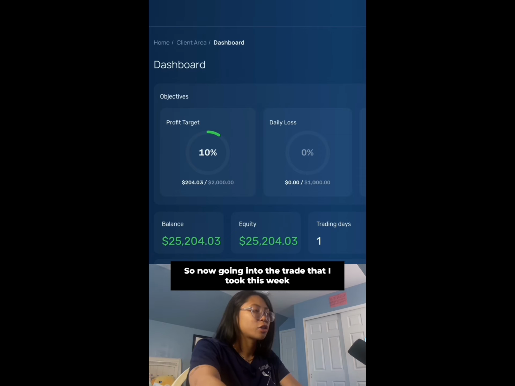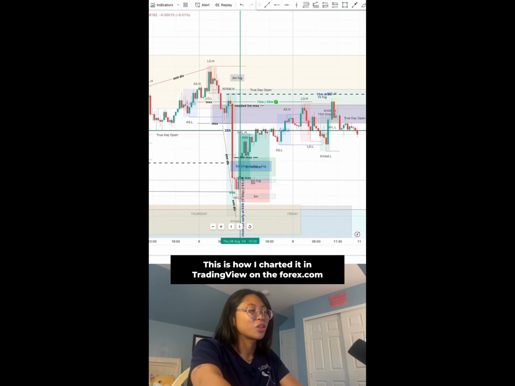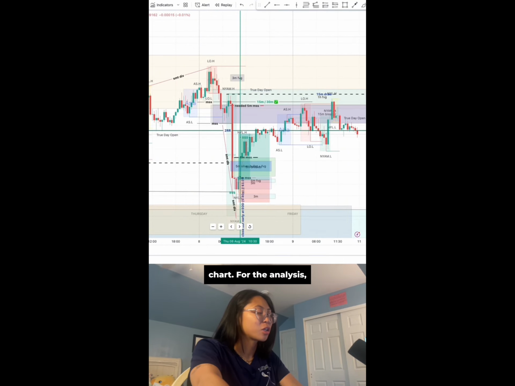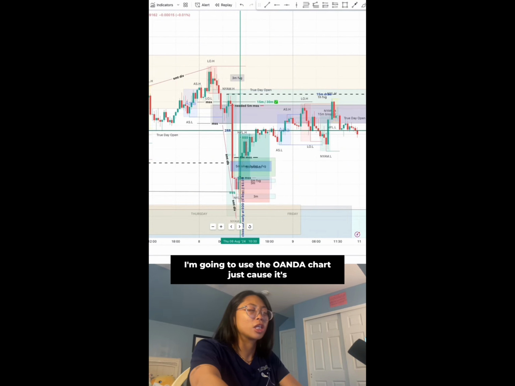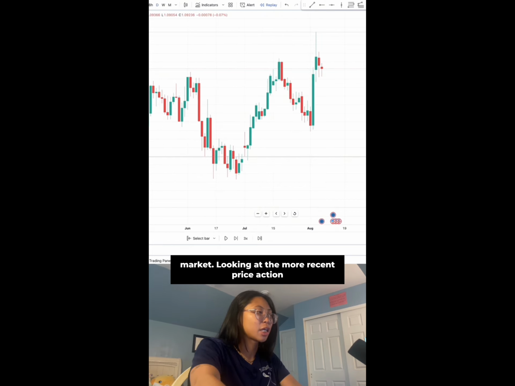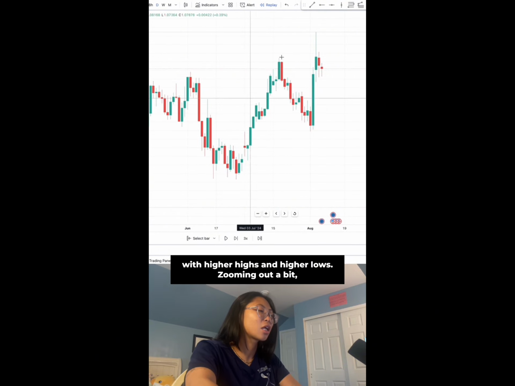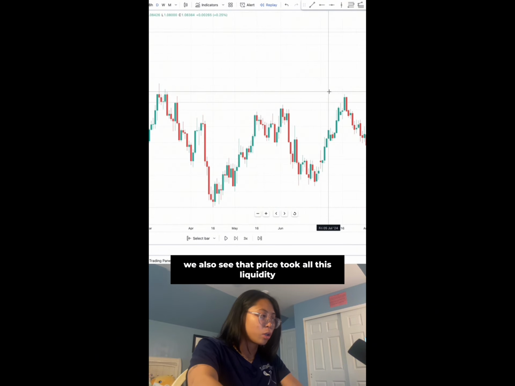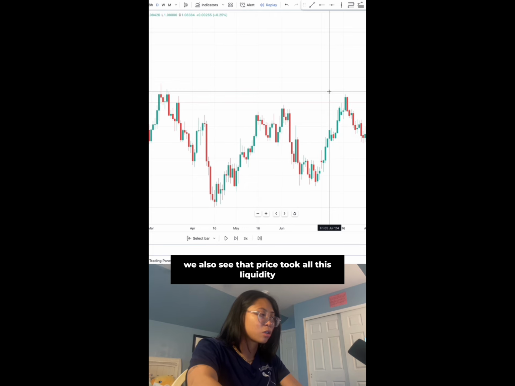So now going into the trade that I took this week, this is how I charted it in TradingView on the Forex.com chart. For the analysis, I'm going to use the Oanda chart just because it's cleaner and it'll probably be easier to follow along. Switching over to Oanda, use the bar replay tool so you can see what I saw coming into the market. Looking at the more recent price action on the daily chart, see that price has been bullish with higher highs and higher lows. Zooming out a bit, we also see that price took all this liquidity above these swing highs.